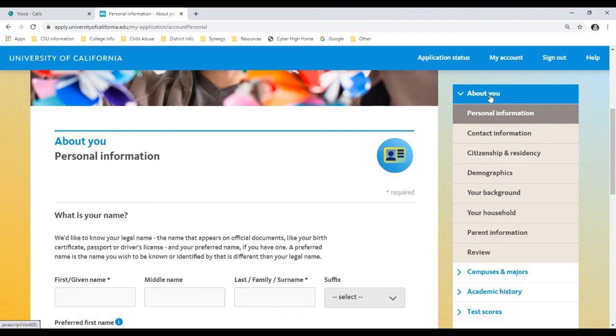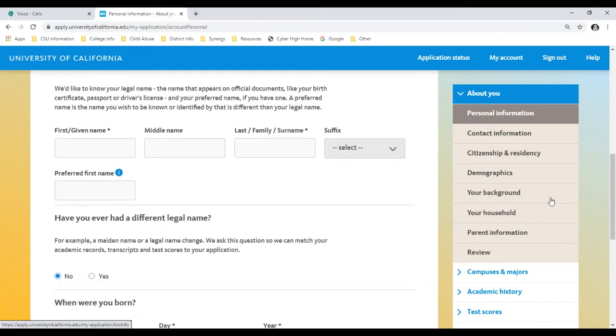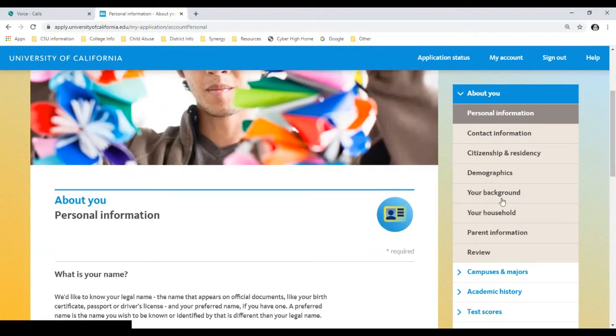So it says about you. So this is the very first section that you're going to be completing information in, okay? And then there are subsections. So in each area, there are all these subsections. So you're going to have to fill in all the information through all these sections, okay? If you see, there are other sections here that you're going to be, I can't scroll through this side, but there are other sections on the right side here, and they're all important.